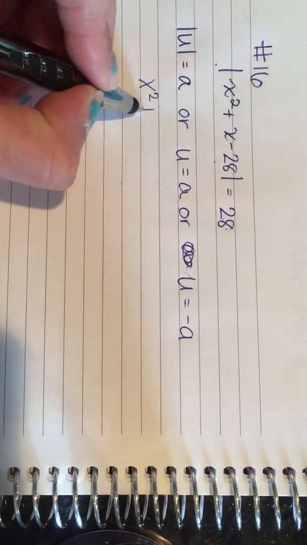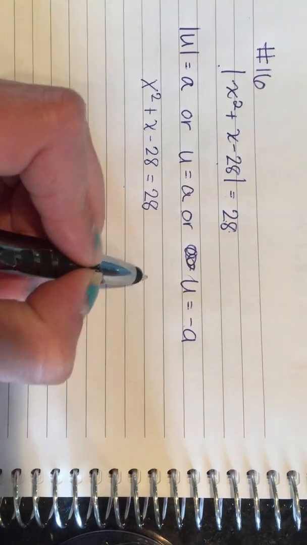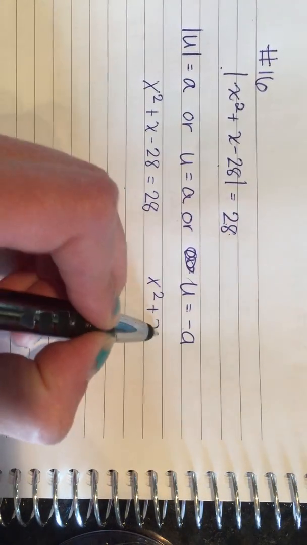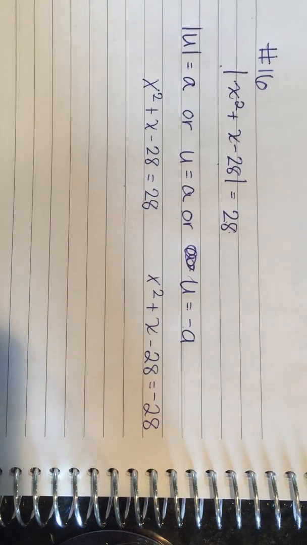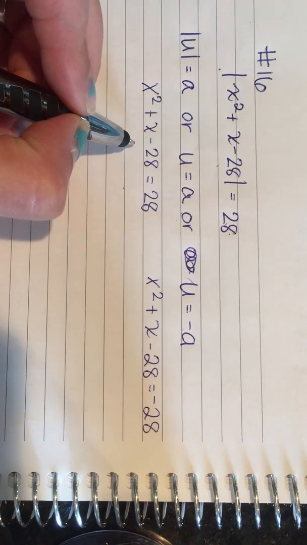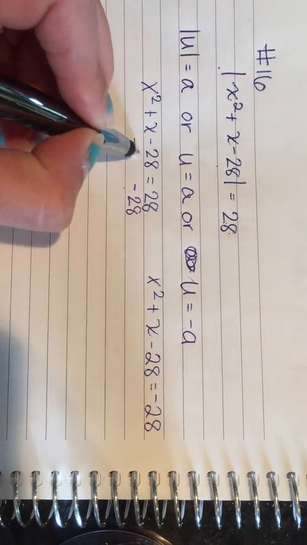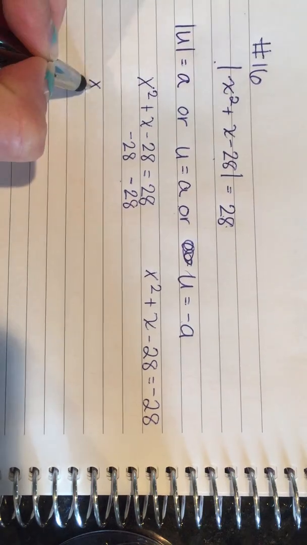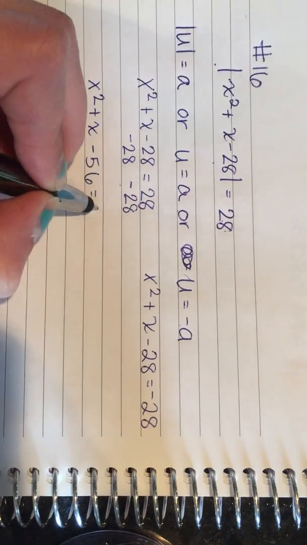We have x squared plus x minus 28 equals 28, and then x squared plus x minus 28 equals negative 28. I'm going to solve for each of these. When we solve for each of these, that should conclude our solution set. So we're going to get this negative 28 over here. So subtract 28, subtract 28. We have x squared plus x minus 56 equals 0.